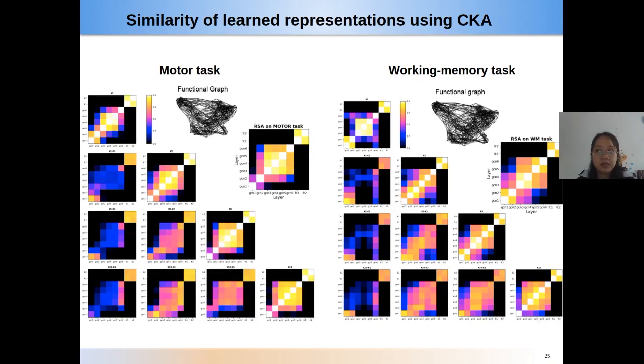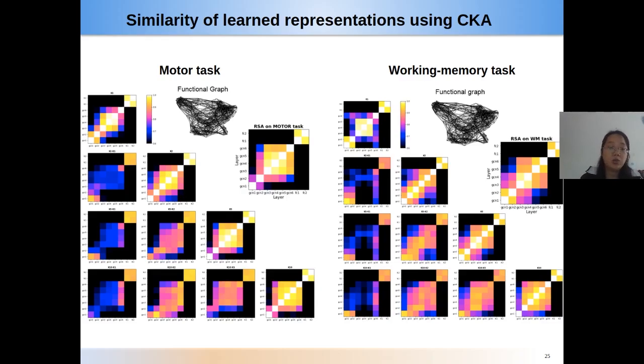In order to show in more detail the impact of k, we did a similarity analysis on the representations using CKA. What CKA tells you is how similar the activations are between different layers, or even between different models.